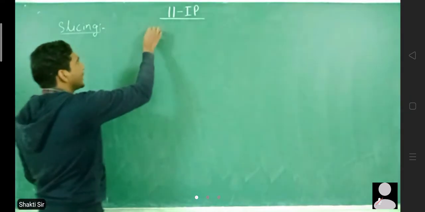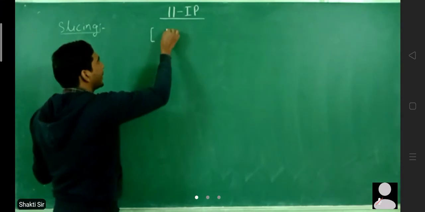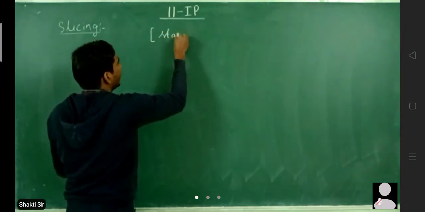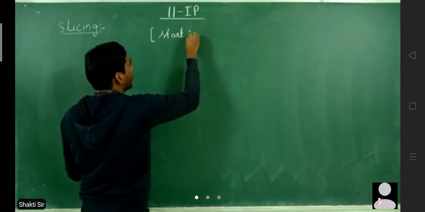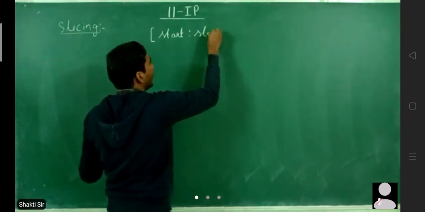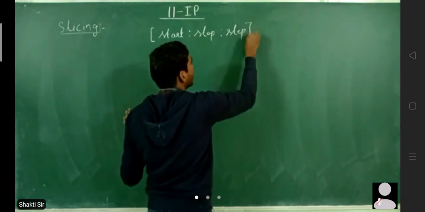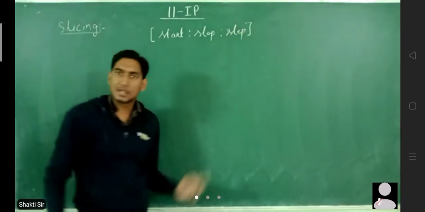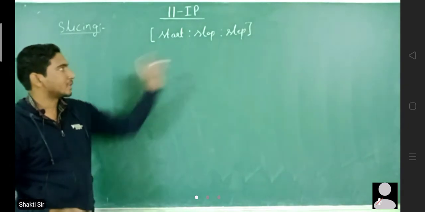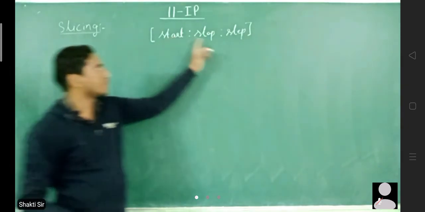Slicing is basically used like this. We use a square bracket, and inside the square brackets we pass three arguments. The first is start, then a colon, then stop, then a colon, and then step. So this is how we use slicing: a square bracket, then start, colon, stop, colon, and step.